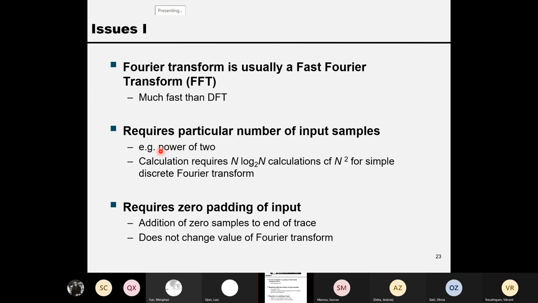If your real data time series is not exactly a power of 2, you need to add zeros at the end of the series. That's called zero padding. That's very important. You should get used to it. Every time you write code that involves a Fourier transform, you should always pad zeros at the end, making sure that after padding, the time series is a power of 2.